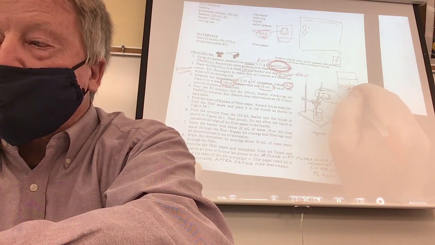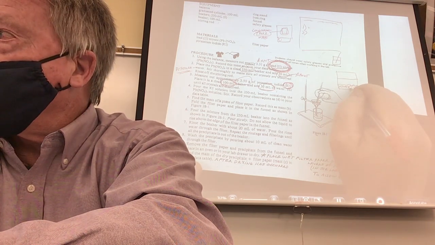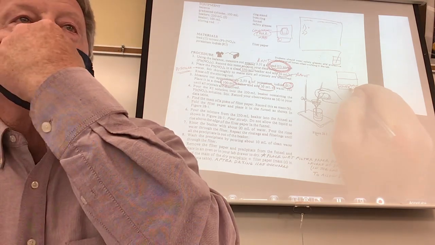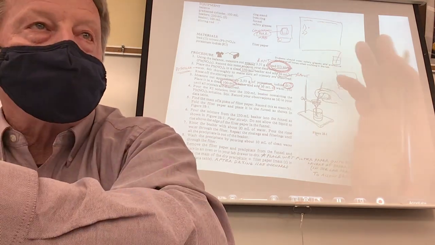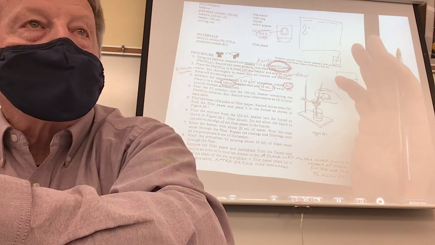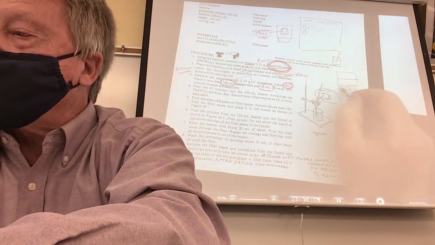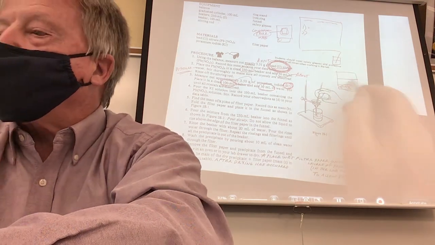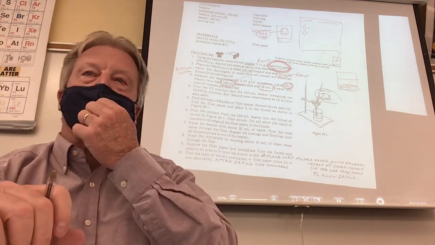Now what I want to know is, how much does that weigh? How many grams of precipitate did you get? Well, it's wet. So what are we going to do? How can we separate this from this? How can we separate the solid from the liquid?